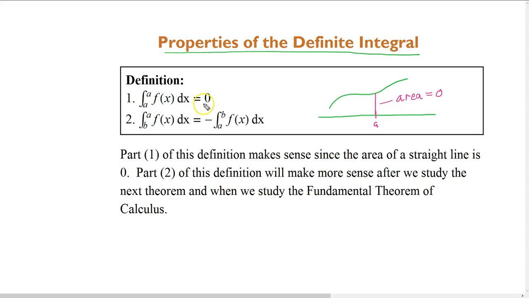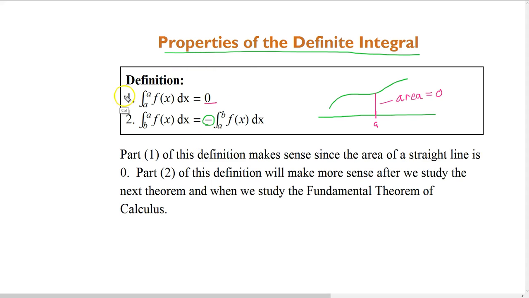and so it makes sense that we should define the definite integral from a to a to be 0. In the second part of our definition, we define the definite integral from b to a of f of x dx to be negative the definite integral from a to b of f of x dx. So in other words, when you flip the order of integration in your definite integral, you introduce a negative. Now, this will make more sense why we define this after we study the next theorem and when we study the fundamental theorem of calculus.